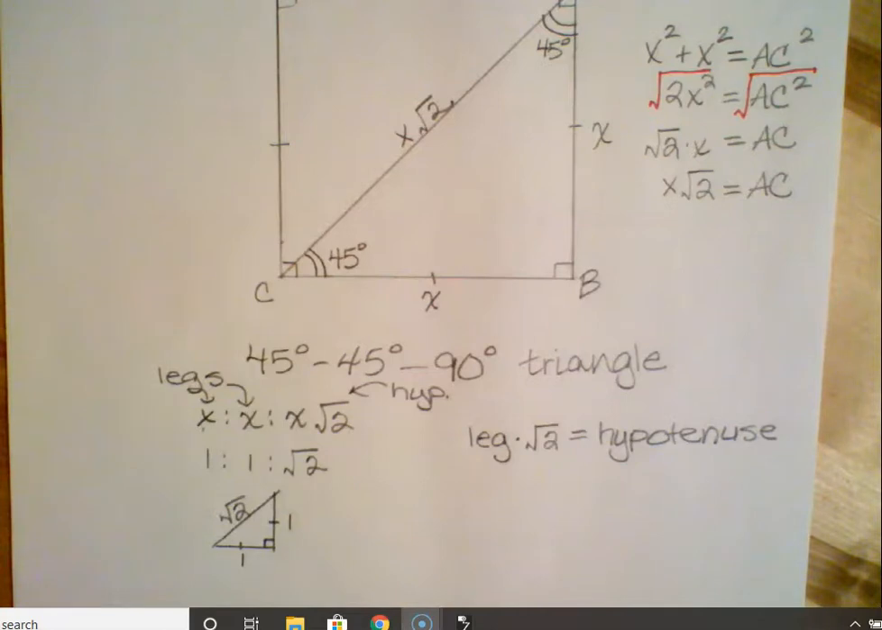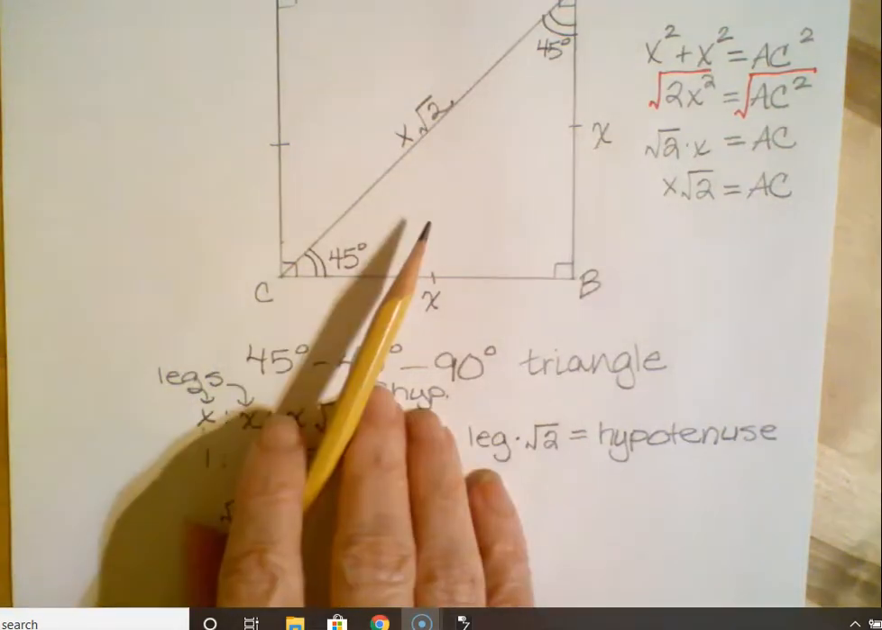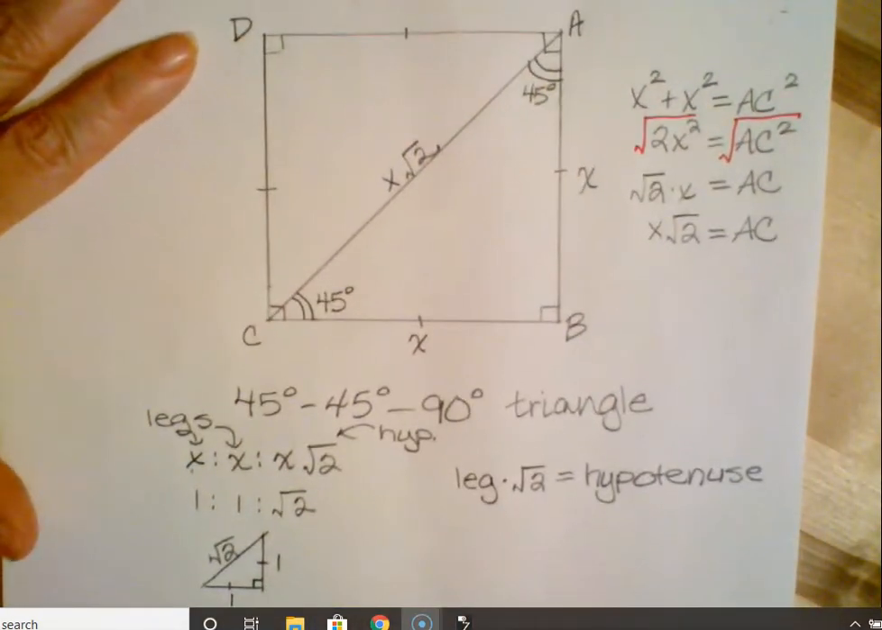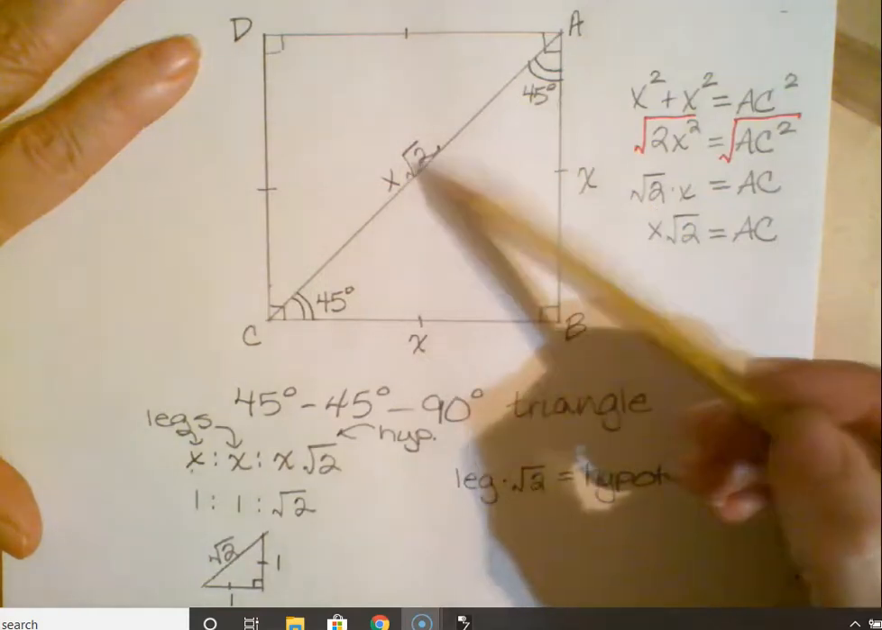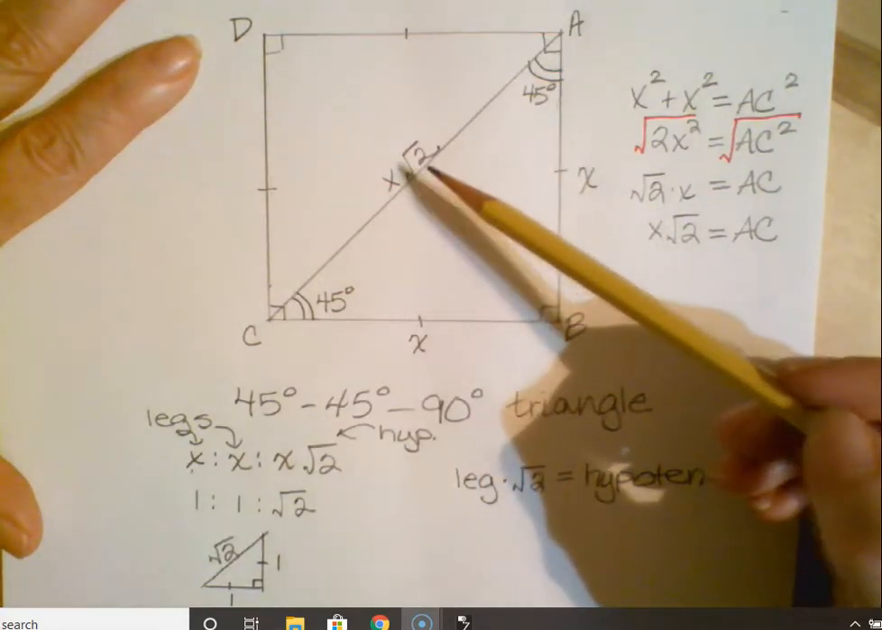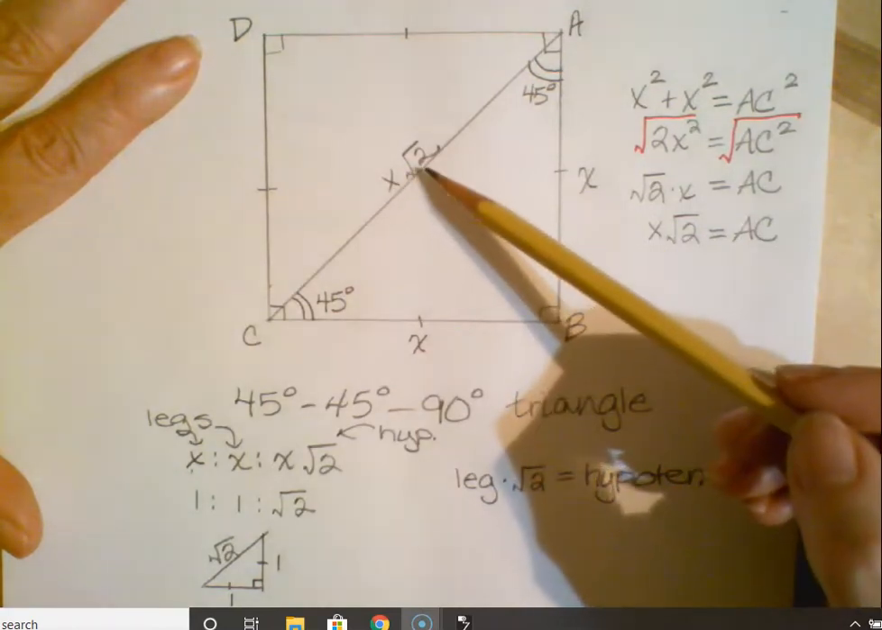if it's forgotten. So a 45, 45, 90 triangle, half of a square, obtained by drawing one of its diagonals, and the ratio of the sides is the legs are congruent, and the length of the hypotenuse is the length of the leg times the square root of 2.